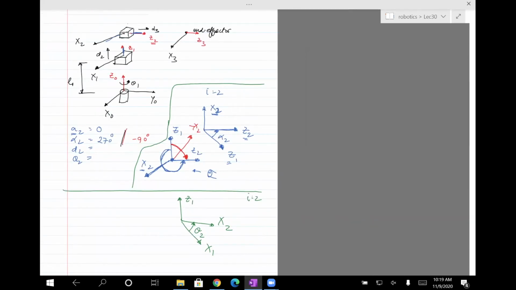Okay, so let's see what is D2. D2 is the distance from X1 to X2 measured along Z1. Okay, so let's see where X1 is. X1 is right here. X2 is right here. So let me draw that here.